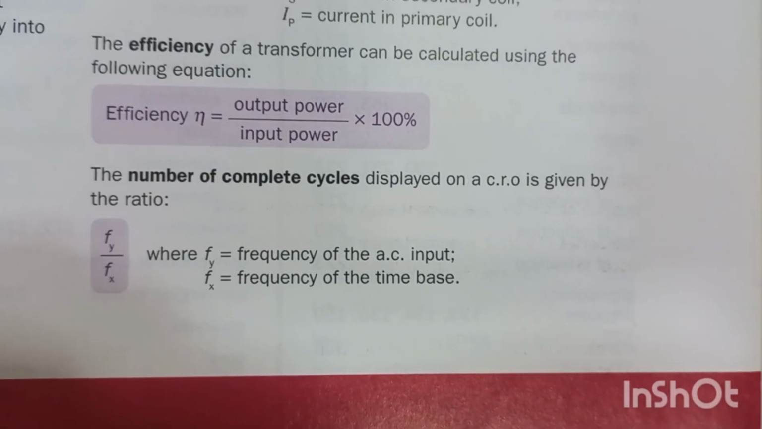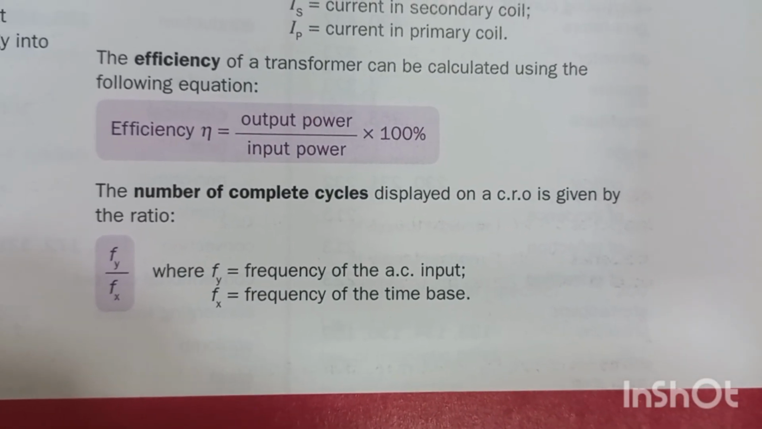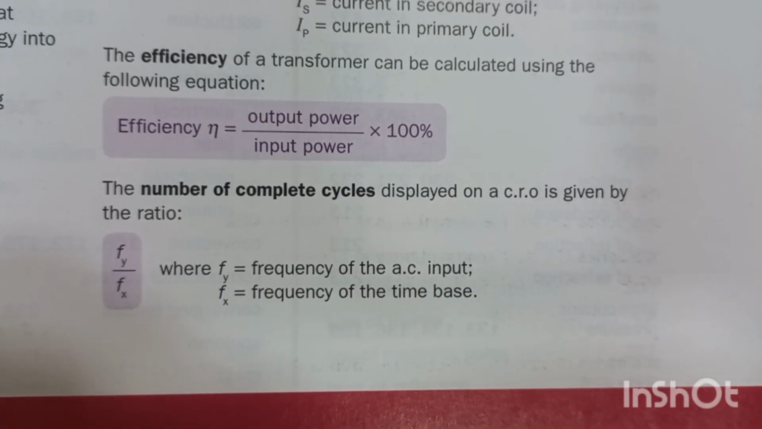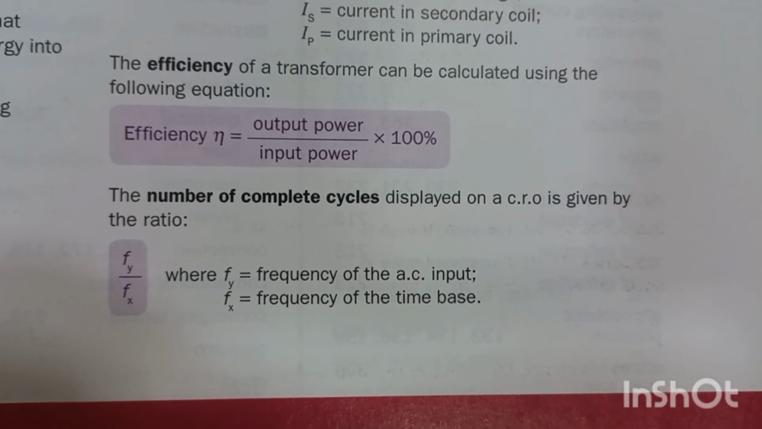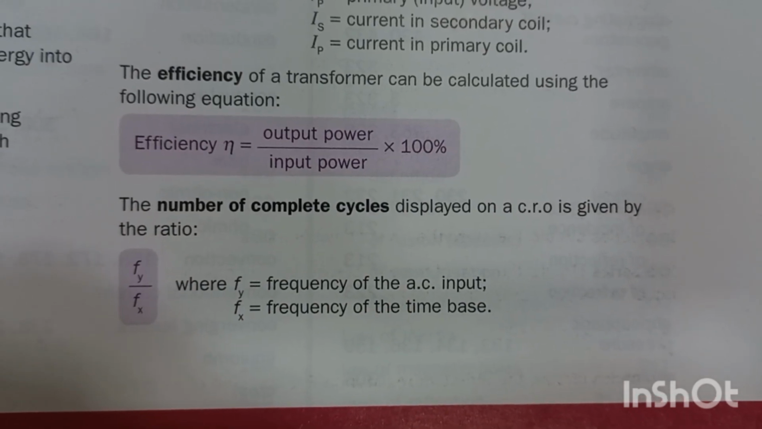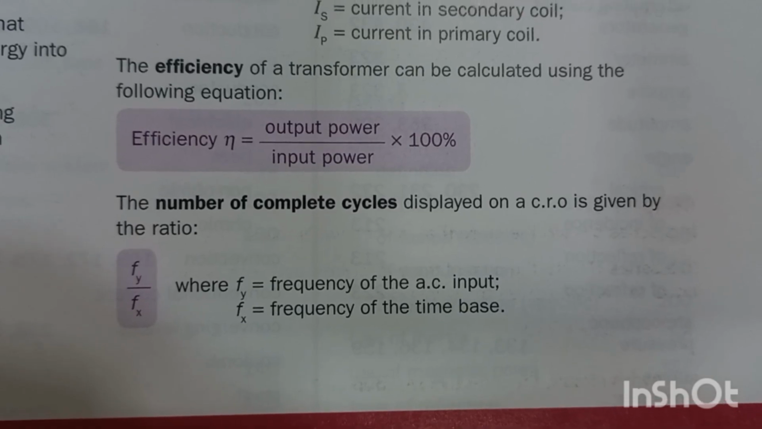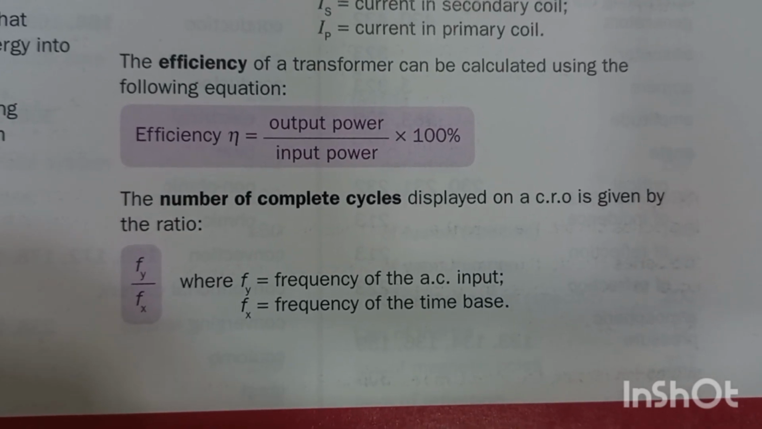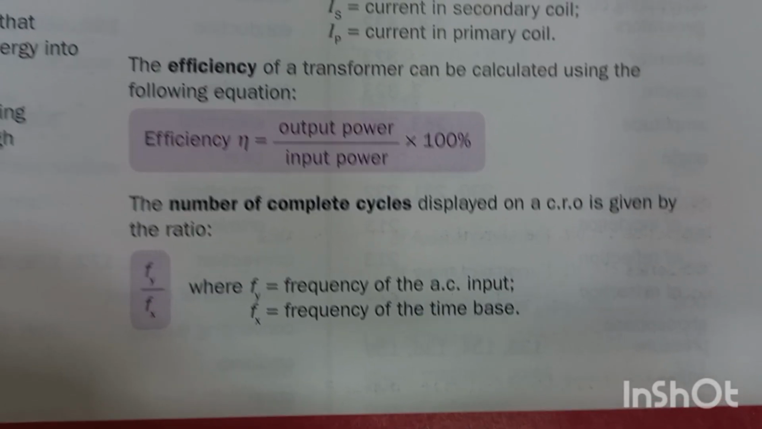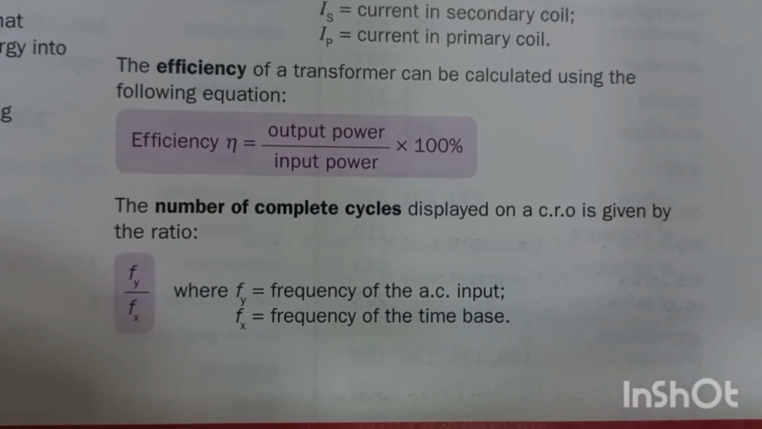The number of complete cycles displayed on a CRO is given by the ratio Fy divided by Fx, where Fy is the frequency of the alternating current input and Fx is the frequency of the time base.